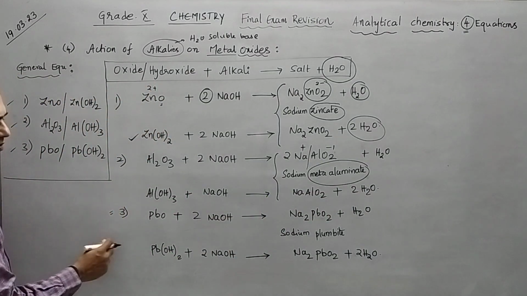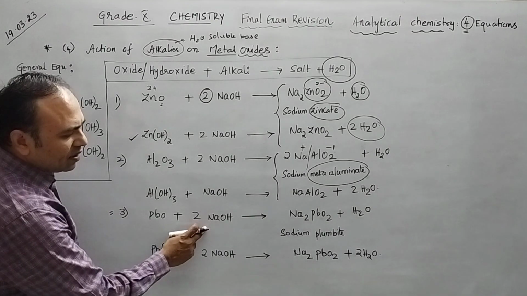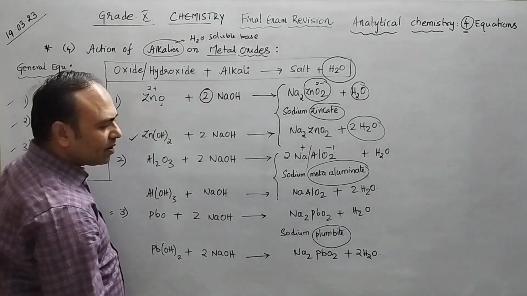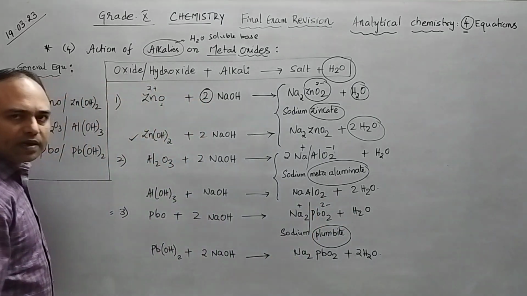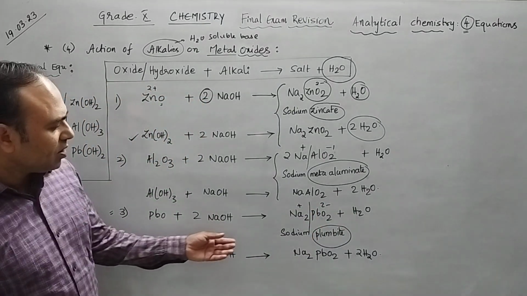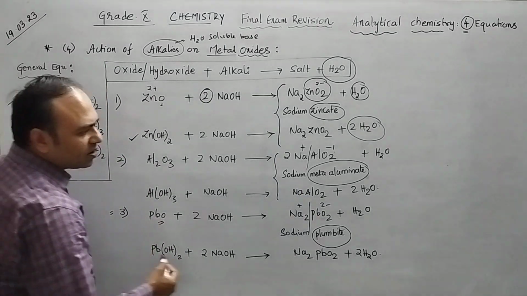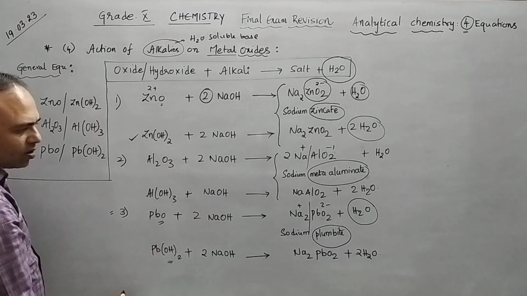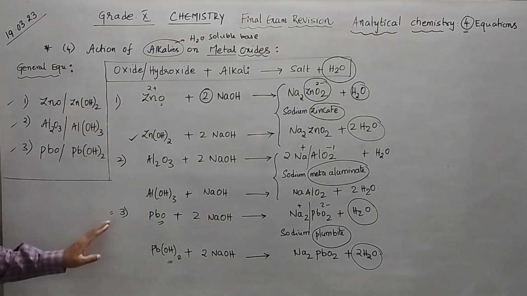Now coming to the third one, lead oxide or lead hydroxide, if you take with alkali, that is NaOH, you will get a plumbite. The salt is plumbite here. What is meant by plumbite? PbO2 2 minus is nothing but plumbite. You are going to get sodium plumbite. What is the difference here? With oxide, 1 mole water; with hydroxide, we get 2 moles water. So if you remember like this, it is very easy to write.